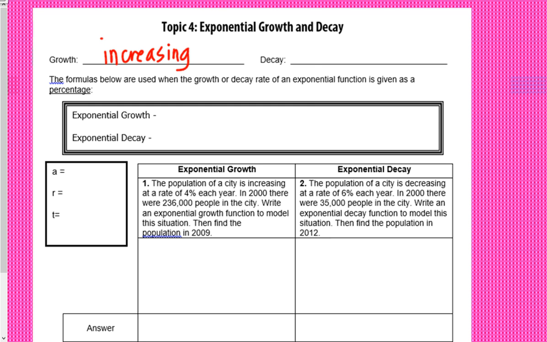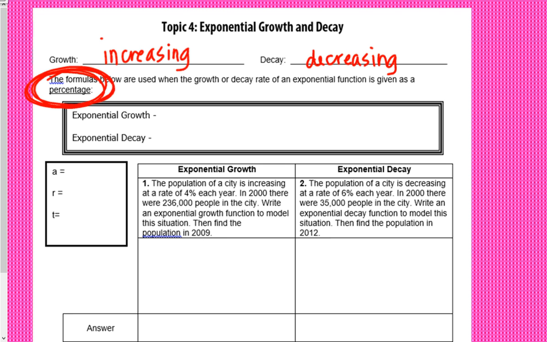And decay is when something is decreasing. Usually, again, we're talking about a population that is decaying, or like bacteria decays, it gets smaller. So the formulas that we're about to write in this box are used when the growth or decay rate is given as a percentage. That is really the most important thing that I'm going to say about topic 4: percentages. If you see anything that's given to you as a percentage, you have to use these special formulas.